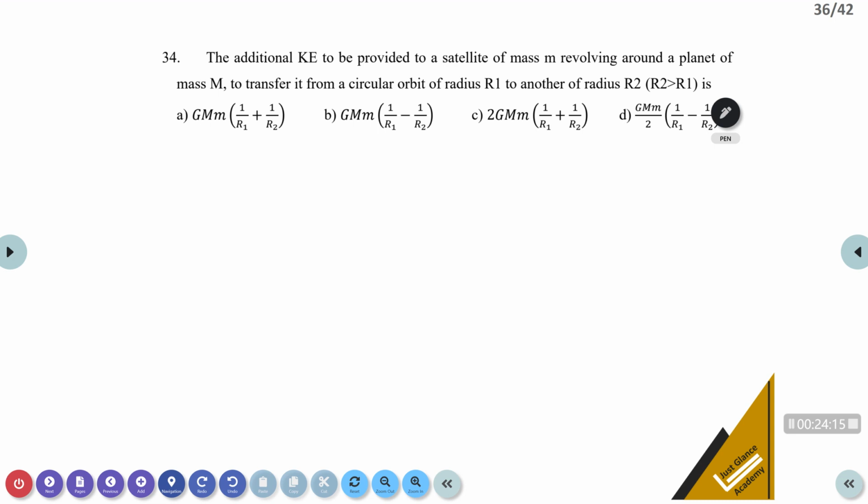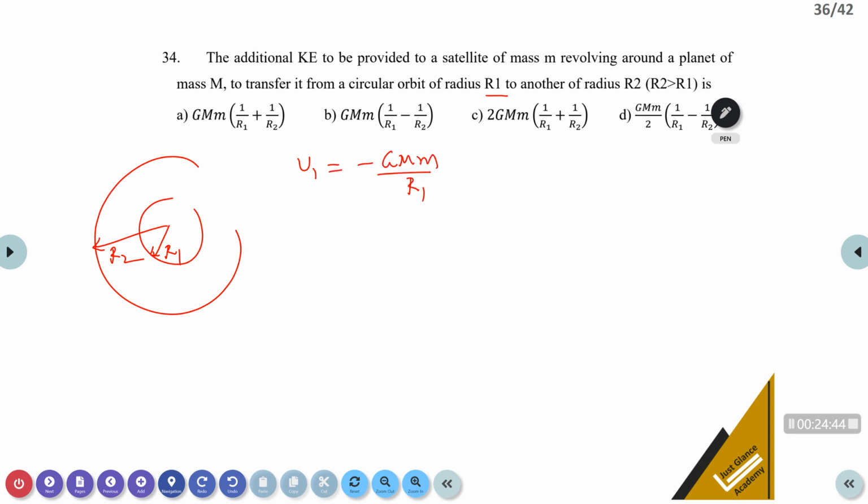34th. A body revolving around a planet of mass m is transferred to a circular orbit of radius r1 to what? R2. This is r1 and this is what? R2 here. Here you write u1 equal to minus GMm divided by r1, u2 equal to minus GMm divided by what? R2. Then use subtract and all that, then you can calculate. This becomes what? 1 by R2 minus of what? 1 by R1, that is.